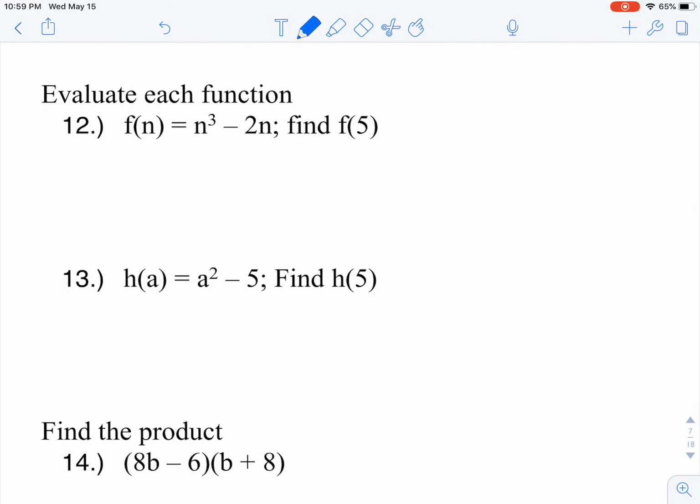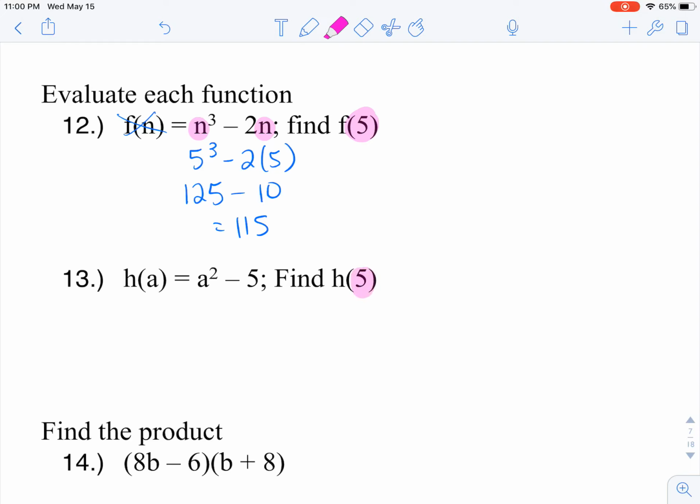All right, number 12. So evaluate each function. These are the easy questions. These are your gimme questions. So all you need to do is take this right here and plug it in for n here and here. Okay, we don't plug it into that over there. That's like saying y equals. So 5 to the third minus 2 times 5. 5 to the third is 125 minus 10. That gives you 115 as your solution.